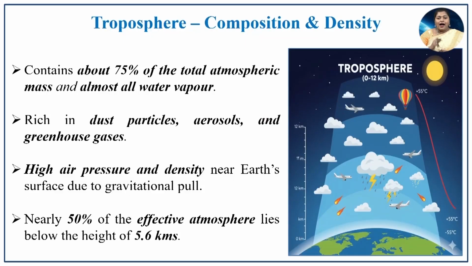So, in the previous lecture, we discussed that the troposphere consists of dust particles, aerosols and greenhouse gases. That can be recalled here. The next is the high air pressure and density, which will be near the Earth's surface due to the gravitational pull. Nearly 50% of the effective atmosphere lies below the height of 5.6 kilometers. The maximum is at the equator and deeper in the tropics, up to 20 kilometers.